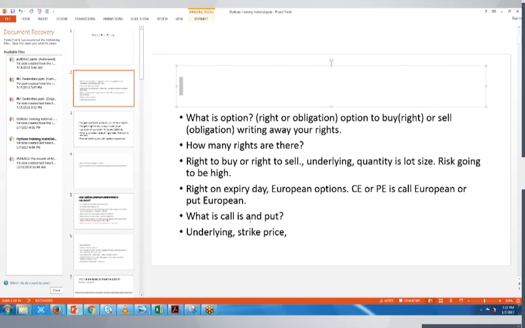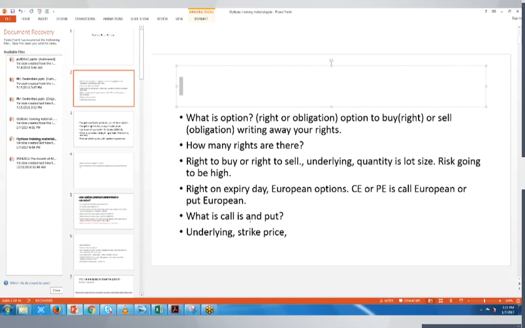So now you know what is a call, what is a put, okay. And as the risk goes higher, then the premium also increases. And there is one thing one needs to know about options, which is the lot size.